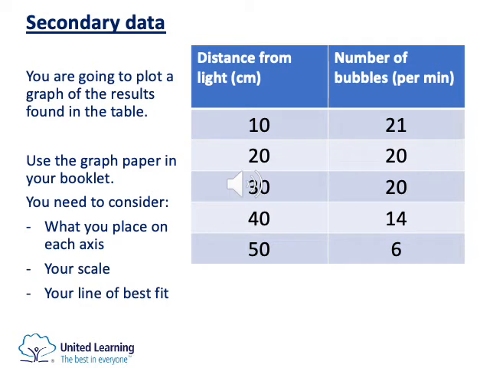Now on the graph paper in your booklet, you need to do the following thing. You need to plot the table results into a graphical format. So a few things you'll need to consider is, where do you place your axes? How big is your scale going to be? And what kind of line of best fit does the data show? Is it a curved line or a straight line?